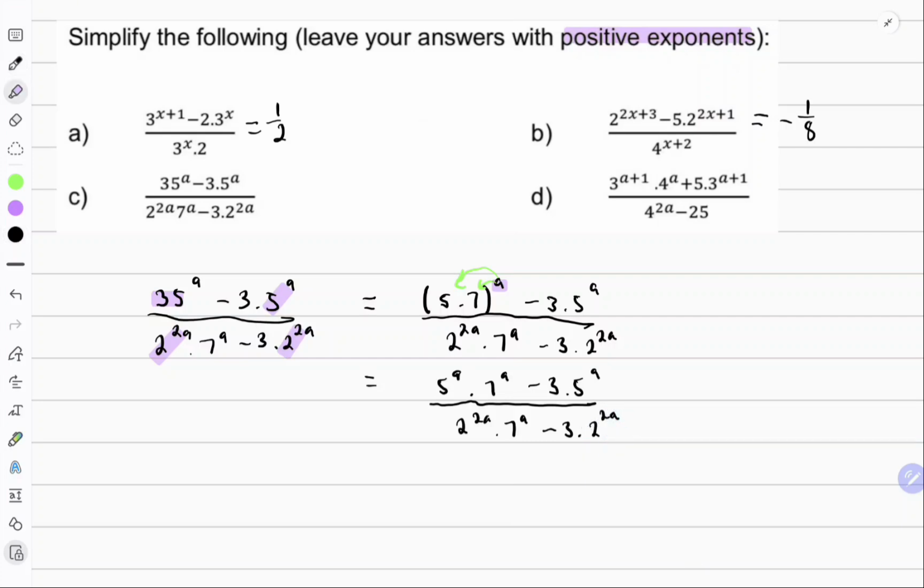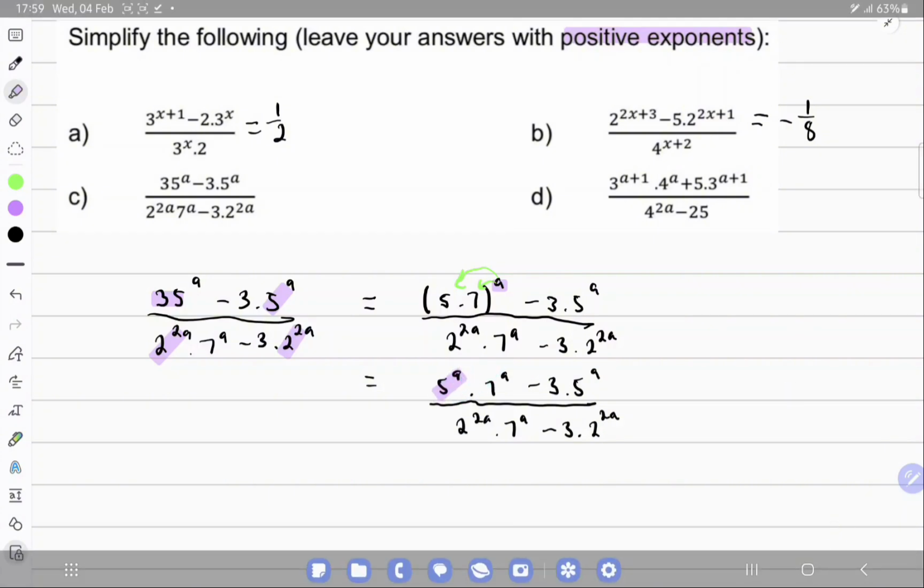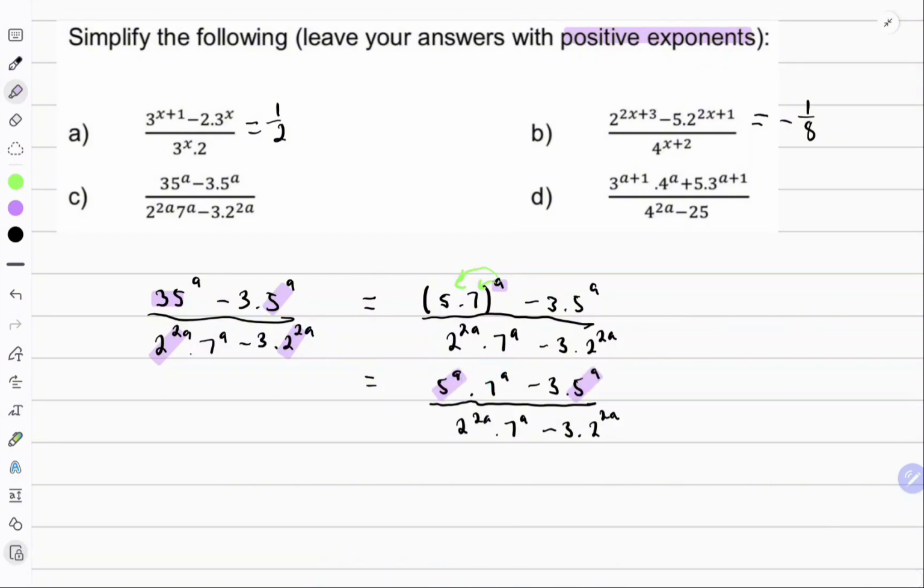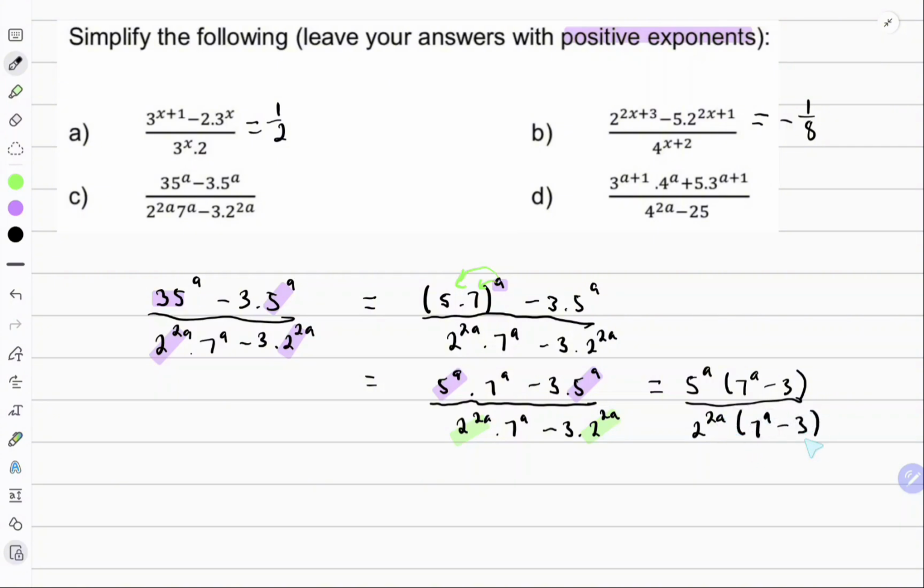So in the numerator, we see that we have 5 to the power of a as a common factor that you can factor out, and in the denominator we have 2 to the power of 2a. Right? So you can factor that out. So in the numerator you factor out 5 to the power of a, you're left with 7 to the power of a minus 3, and in the denominator you can factor out 2 to the power of 2a, and you'll be left with 7 to the power of a minus 3.